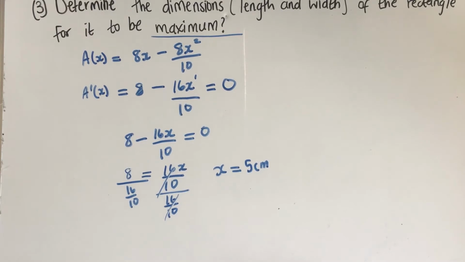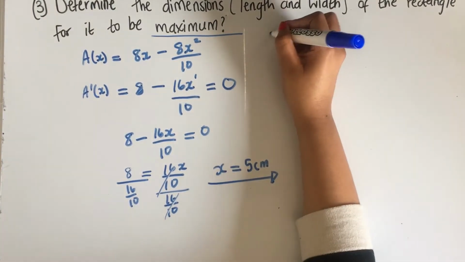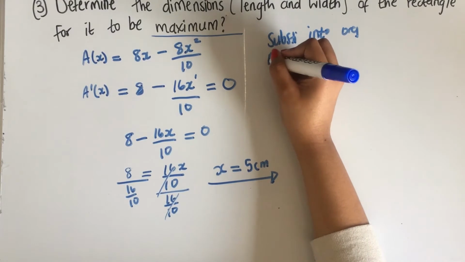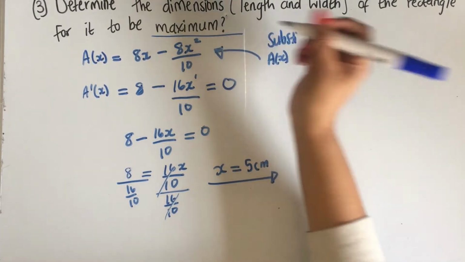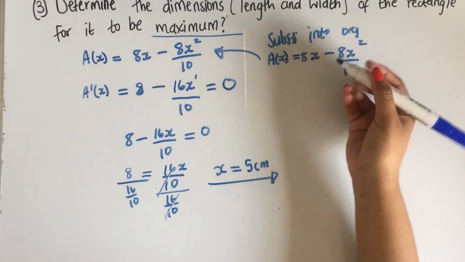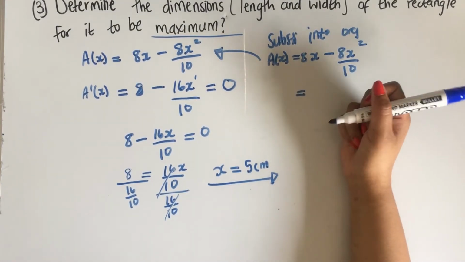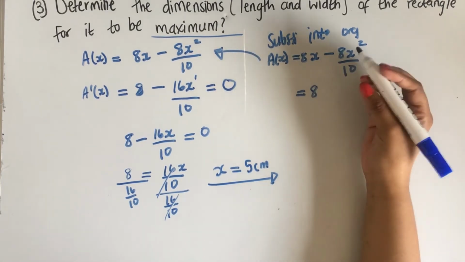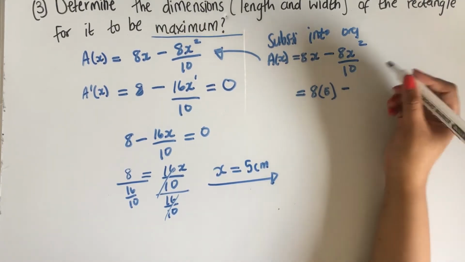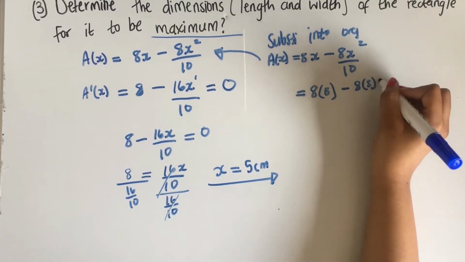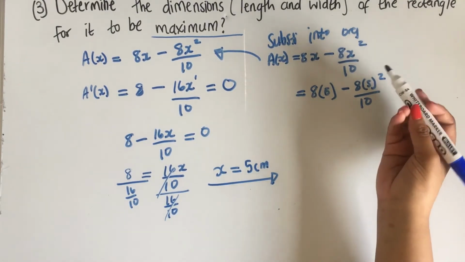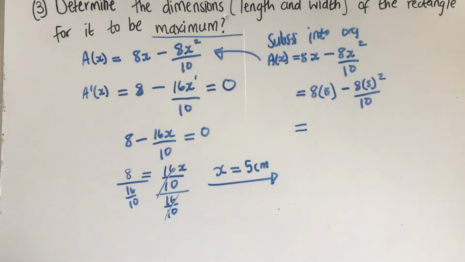Okay, so from there, now that we have x, we substitute into the original equation. y is equal to 8x minus 8x squared over 10. So now we substitute again: it's 8 times x, which is 5, minus 8 times 5 squared, all over 10. Then we punch it into the calculator.